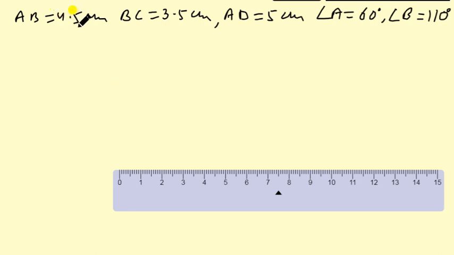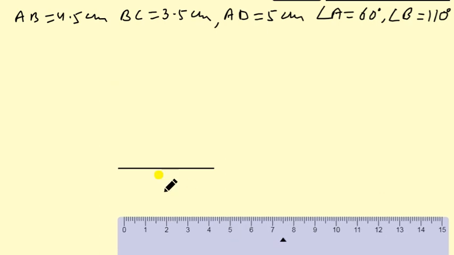Let us draw AB, that is the 4.5 centimeter. With the help of scale, it is the 4.5 centimeter. You can see here it is the 4.5 centimeters. Now remove your scale and write the name. It is A and that is the B. And the distance is 4.5 centimeters. So you have to write 4.5 centimeters.